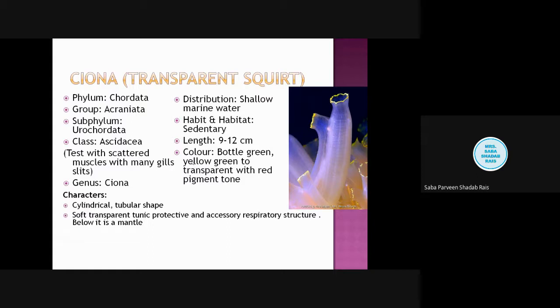Below their test they have a mantle. The test is the outer covering, and below it you will find the mantle, and they have a U-shaped alimentary canal. Their alimentary canal consists of the pharynx, esophagus, stomach, and intestine. What are the parts of the alimentary canal? What are the digestive parts? Pharynx, esophagus, stomach, and intestine.